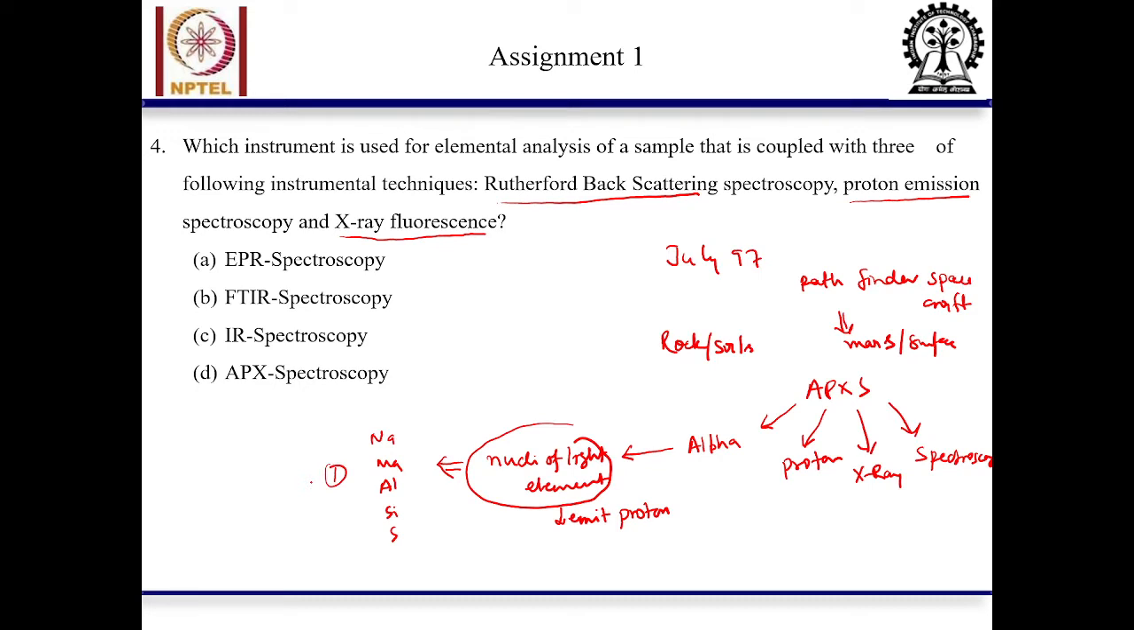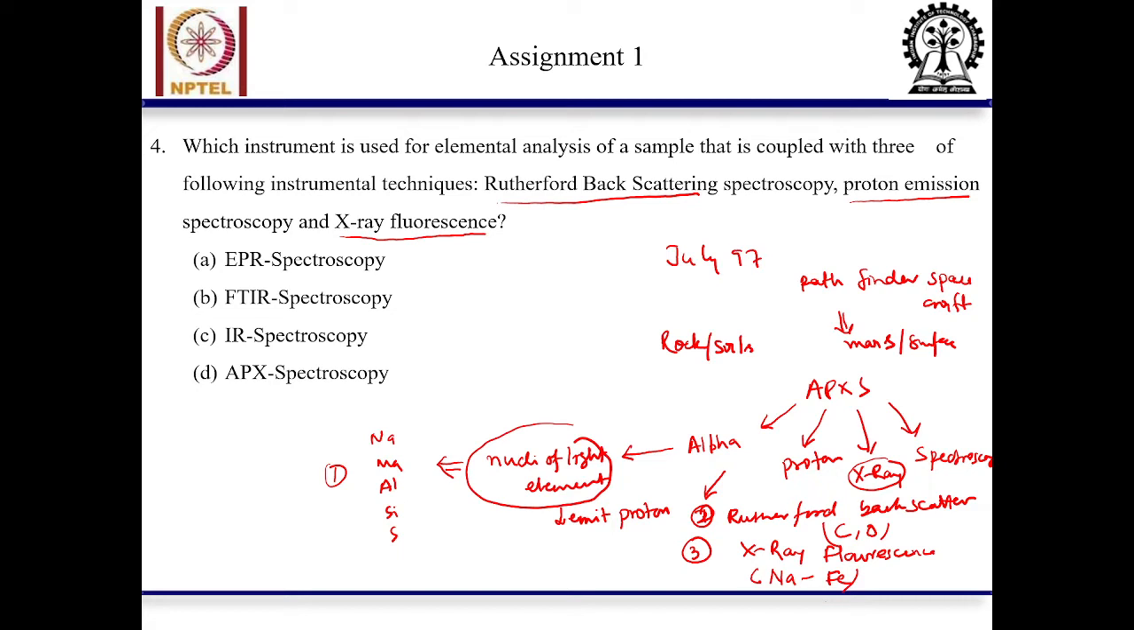What is the second process that will happen? The second process is Rutherford backscattering. Here, what are the elements we can find out? That is carbon and oxygen. The third process involves X-ray fluorescence. Through this, from sodium to iron we can find out.